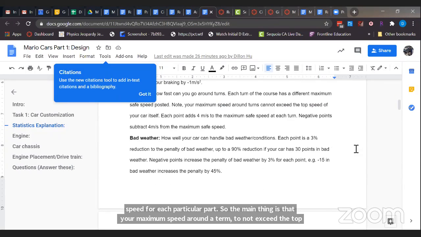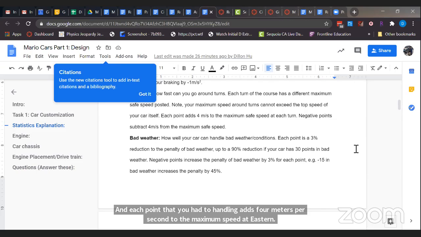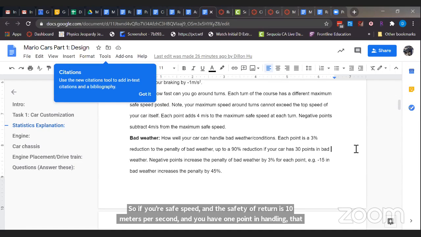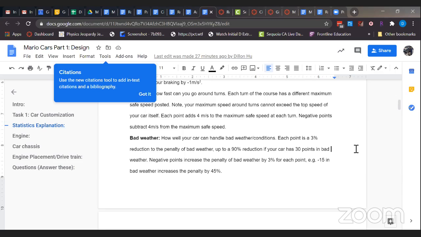And then bad weather. This is how well your car can handle really rough conditions. In certain courses, cars can be penalized because of rain or something. And then bad weather is just how much reduction of the penalty your car can have. We'll talk about this a little later on. For now, just know that each point is a 3% reduction to the penalty of bad weather, up to a 90% reduction if your car has 30 points in bad weather. And then negative points just do the opposite. If you have -15 in bad weather, it's going to increase the penalty by 45%.